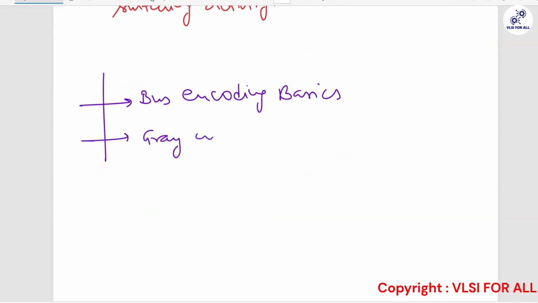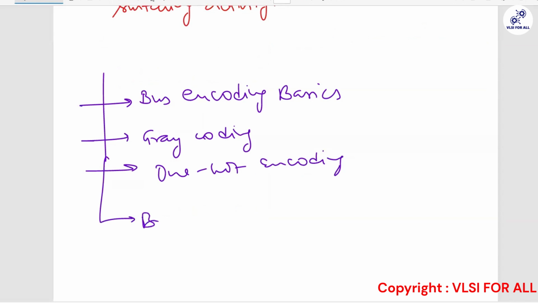We will talk about the encoding basics: what is bus encoding. We'll talk about gray coding, and where we should use gray coding. Then we talk about one-hot encoding, and we can also go with the bus invert encoding.